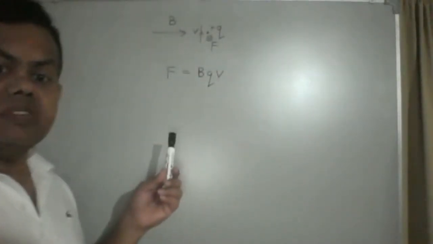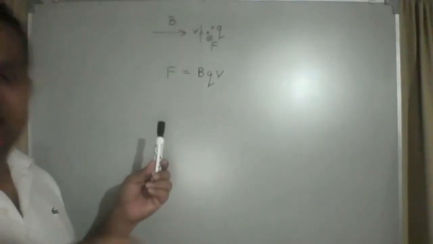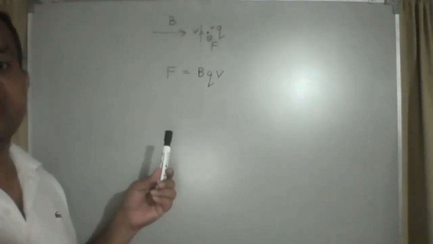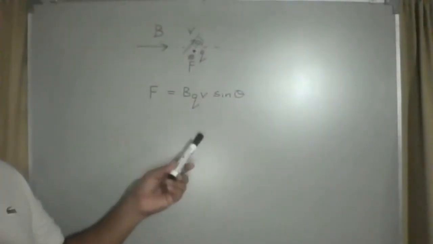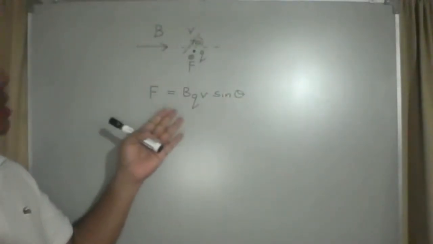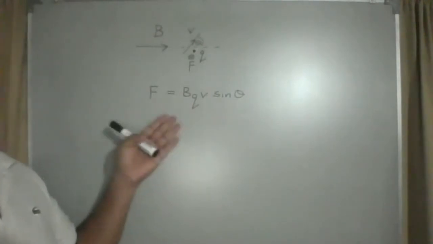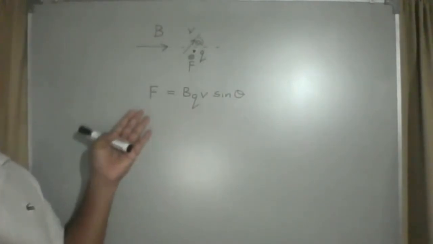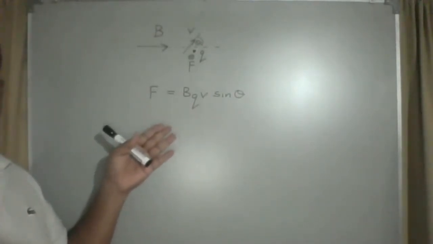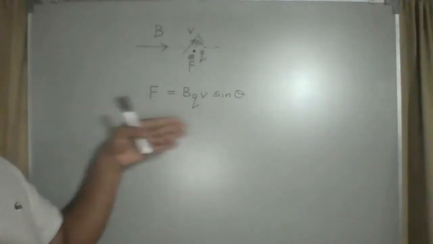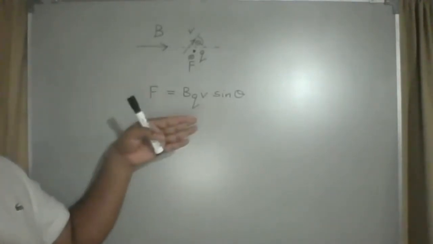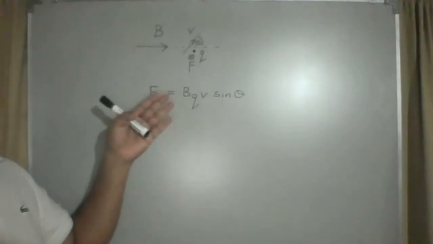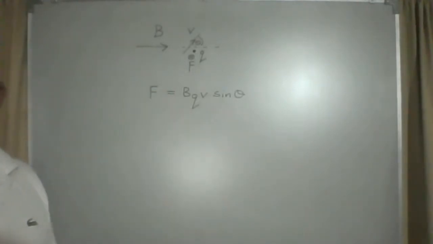If the velocity v makes an angle theta with the direction of the field, F equals BQv sine theta. This is the general equation. If the velocity v is parallel to the field, theta equals 0, and therefore F equals 0.